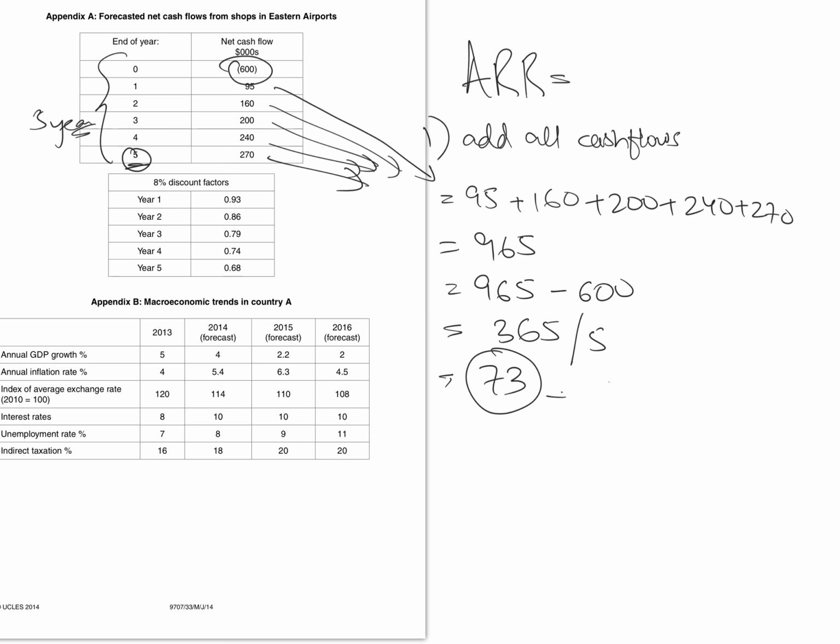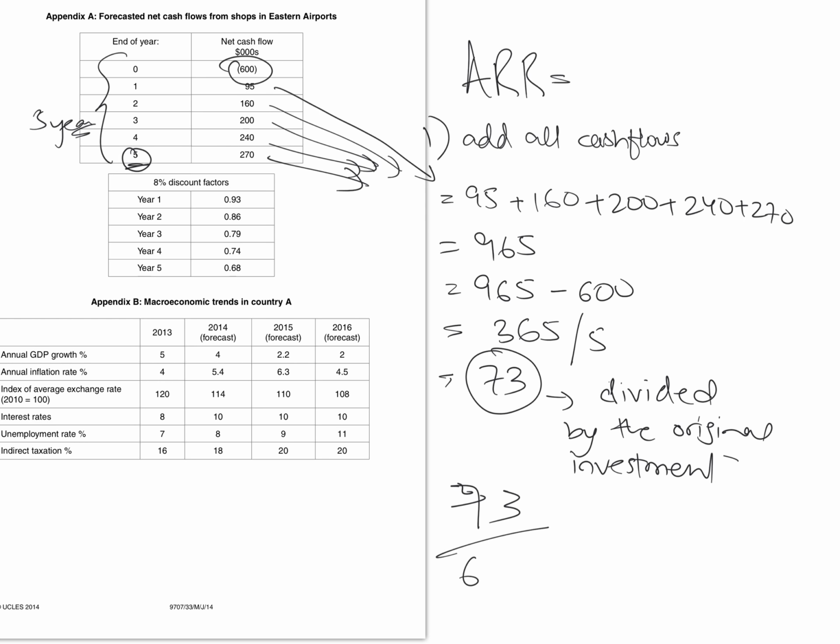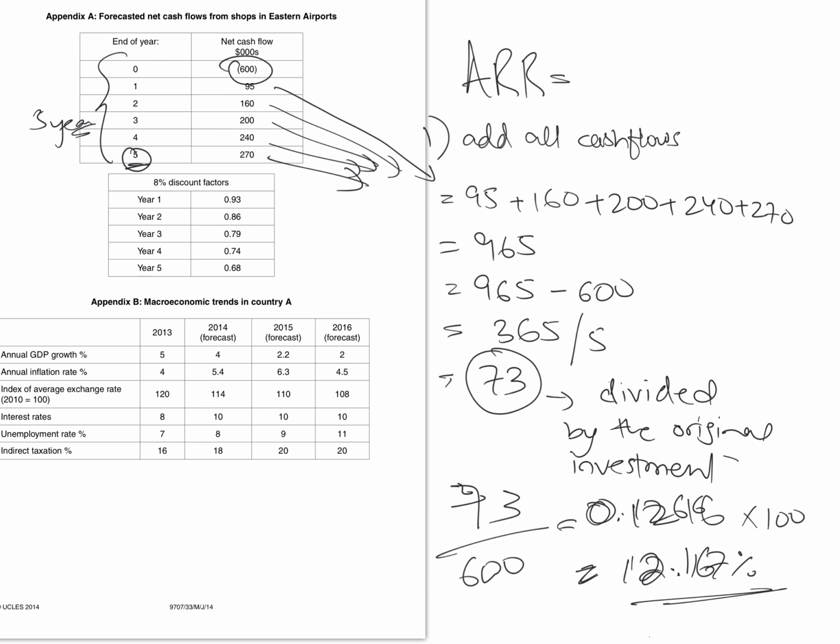Now this number is supposed to be divided by the original investment. So it's going to be 73 divided by 600, which is equal to 0.1216. In other words, if you multiply it by 100 to make it a percentage, this will be 12.16 or 12 rounded off. So this is your ARR for this particular investment.